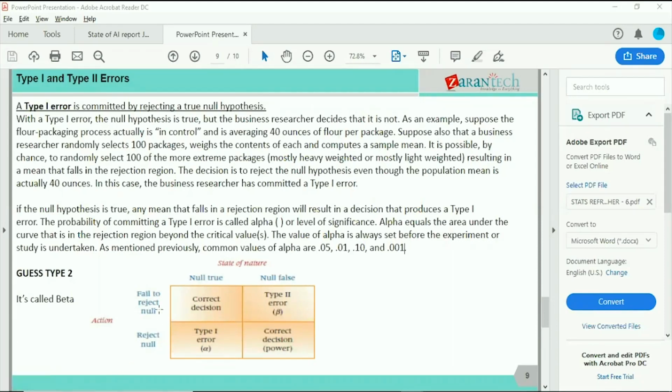Well, wait. Sorry, I made a mistake. It is not accept, it is fail to reject. This is reject. There is a difference between accept and fail to reject, right? Fail to reject says, I'm not sure about the null hypothesis. Accept means I'm accepting the alternate hypothesis. So there is a difference.